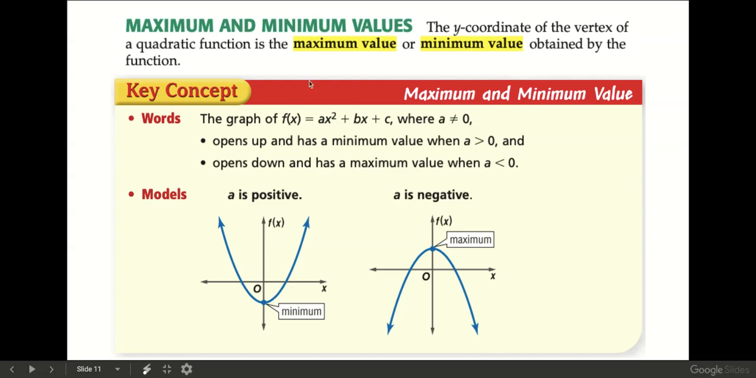Okay. So if your a value is positive, that means you're going to get a parabola that opens up. If your a value is negative, that means your parabola is going to open down. So that's something to keep in mind. You can always tell if something is positive or negative just by looking at the a value. Look at the quadratic term, and if it's positive, it opens up. If it's negative, it opens down.